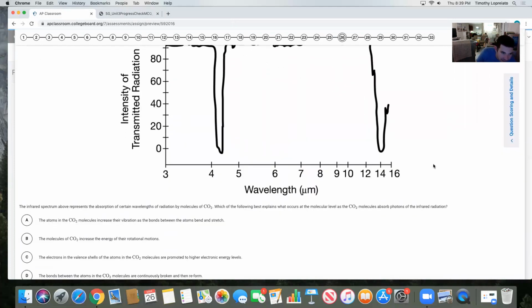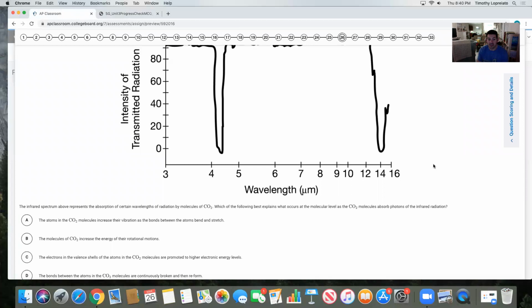The infrared spectrum above represents the absorption of certain wavelengths of radiation by molecules of CO2. Which of the following best explains what occurs at the molecular level as the CO2 molecules absorb photons of the infrared radiation? The atoms in the CO2 molecules increase their vibration as the bonds between the atoms bend and stretch. I like that, that's infrared radiation. The molecules of CO2 increase the energy of their rotational motions. Well, that's more like the microwaves.